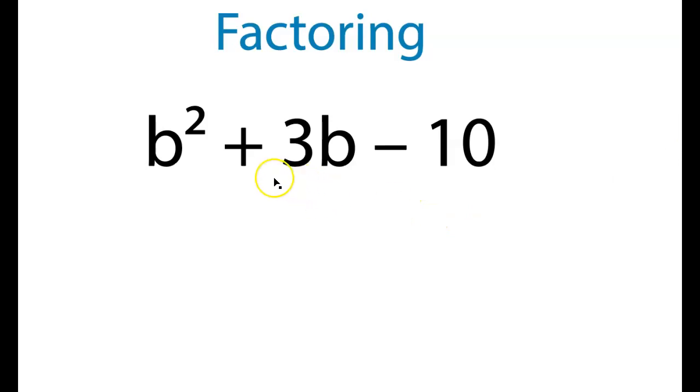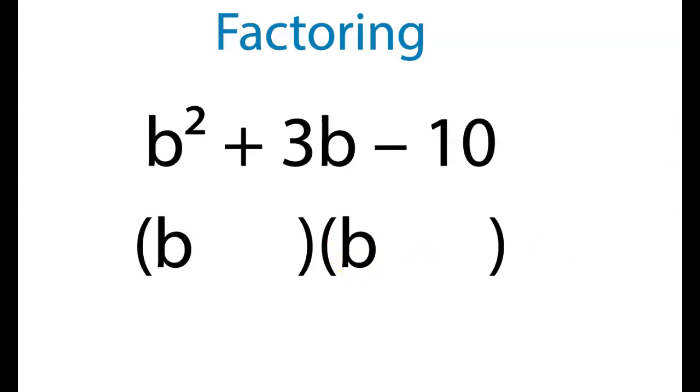Okay, we have b squared plus 3b minus 10. First steps first. You guys know the first step. We put our parentheses. Always write your two parentheses with a bunch of space in between so that you can fit stuff in there. Then we want to figure out this b squared term. What's going to go in those first two locations? Hint, hint, hint. It's going to be a b and another b.